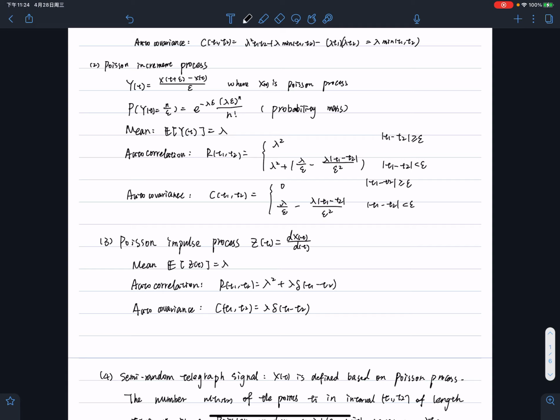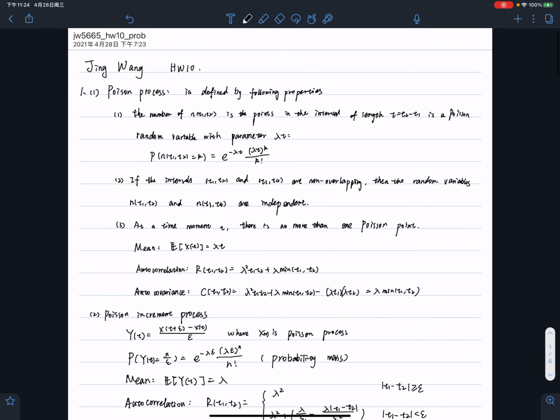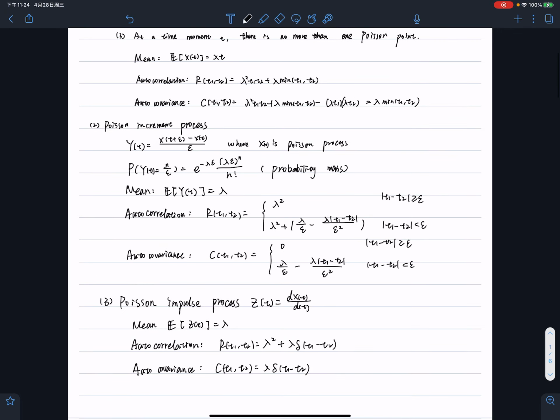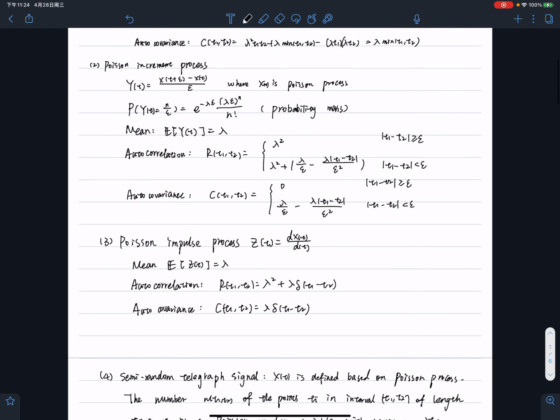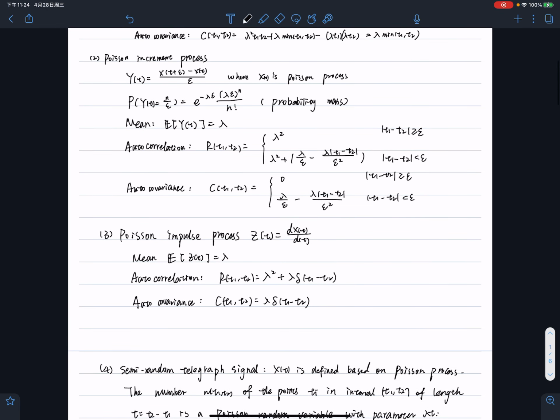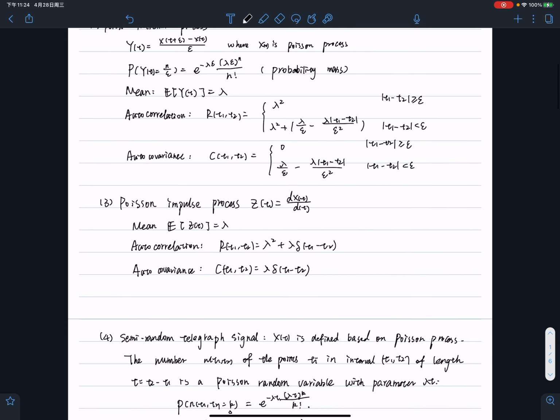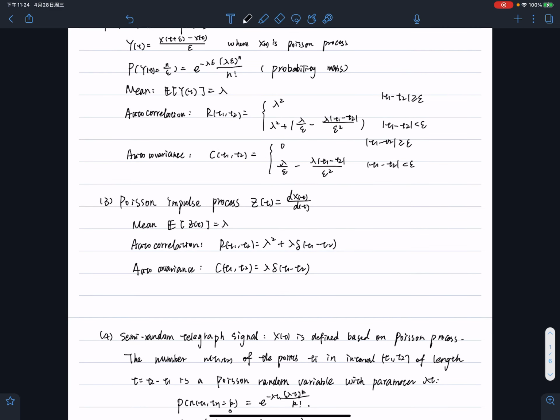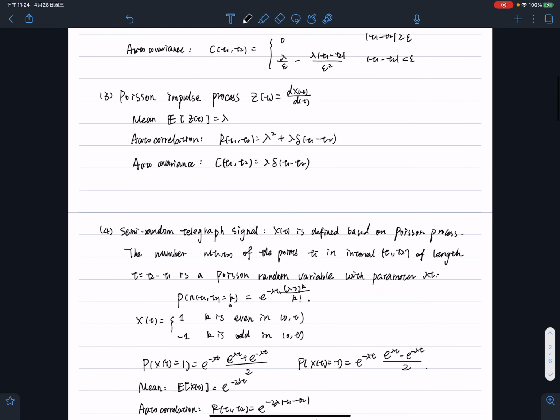So it is equal to P(Y(t) = n over epsilon), and the formula for the probability mass is exactly the formula of the Poisson process here, with epsilon instead of t. So the mean of the Poisson increment process is equal to lambda, and the autocorrelation and autocovariance are shown here.